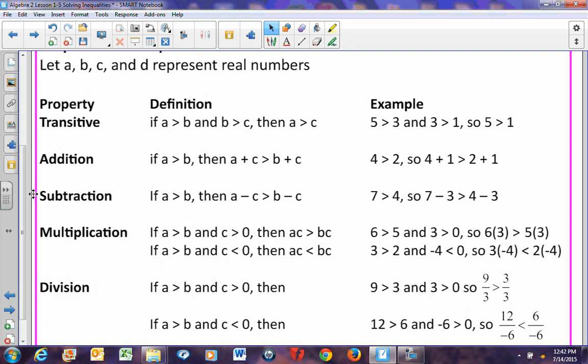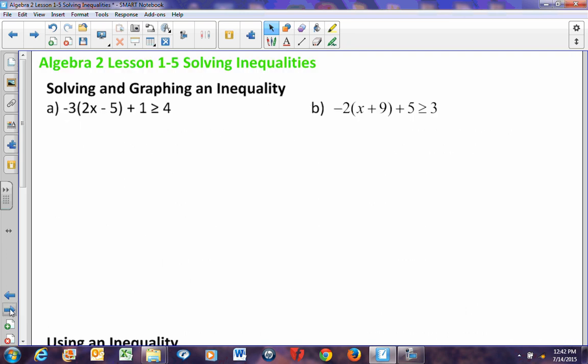You've done these and used these most of your career in math. You probably just don't know which property they apply to. You just apply them. All right, let's solve and graph some inequalities. Let's solve this first one. Negative 3(2x minus 5) plus 1 is greater than or equal to 4.